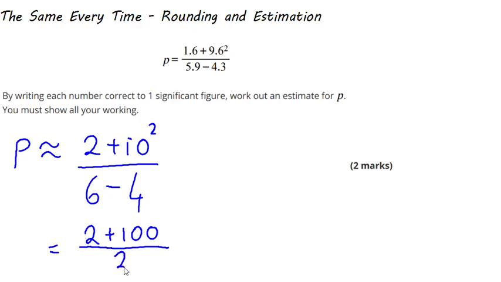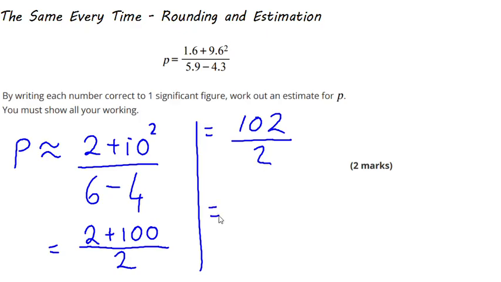6 minus 4 is 2. So 2 plus 100 on the top there is 102. Divided by 2. Well, 100 divided by 2 is 50, isn't it? 2 divided by 2 is 1, so 50 and a 1, 51. So there's my final answer. I'll give myself 2 marks for that.